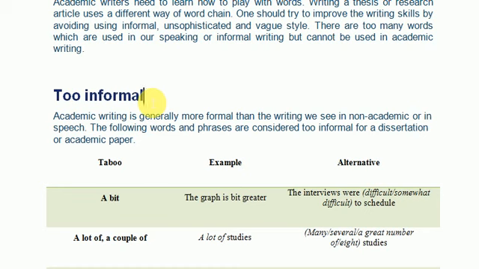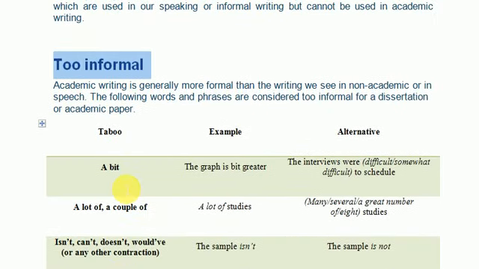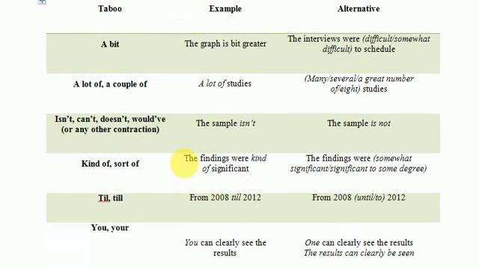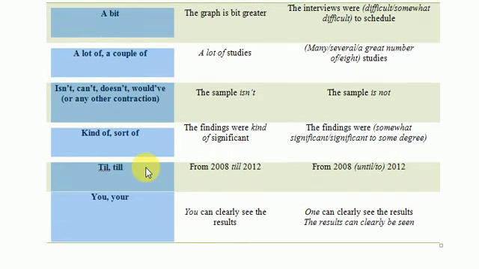So if you are writing, what should you avoid, what shouldn't you use in your academic writing? There are different types of words, and I have divided them into different groups. For example, your writing shouldn't be too informal. There are some words, for example, a bit, a lot of, isn't, doesn't, wouldn't, a kind of, a sort of, till, you and your. These are the words that every writer should avoid.